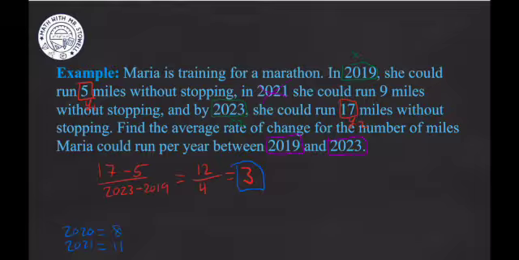So keep in mind, average rate of change, we're just looking at 2 specific points and asking if this was a linear equation, what would be the average that would have occurred if we were going at the same rate?